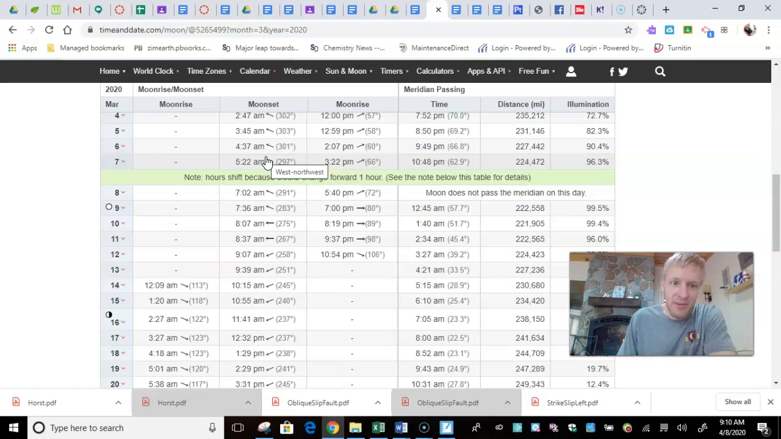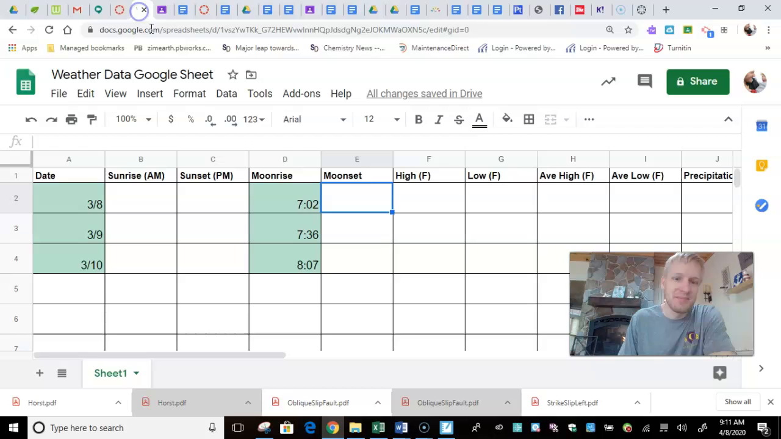Oh man, I'm just full of mistakes here. Moonset. This is the moonset. Okay. So it's important to really read your columns that you're doing. Otherwise your data is going to be totally goofy. You want to make sure the data you collect is correct before you do all your graphs and then find out that it's not correct.